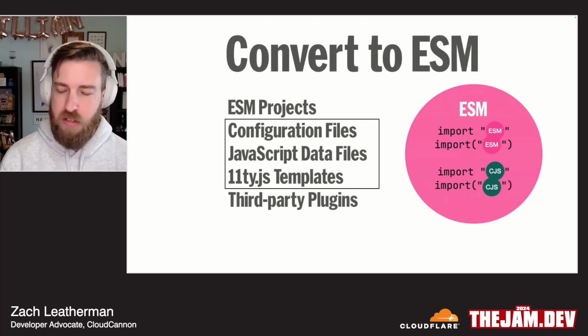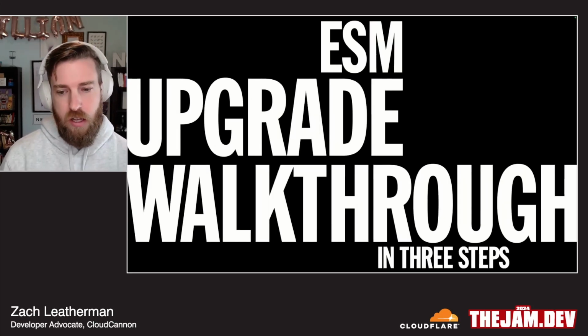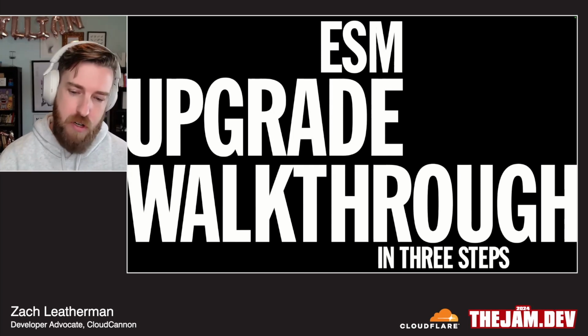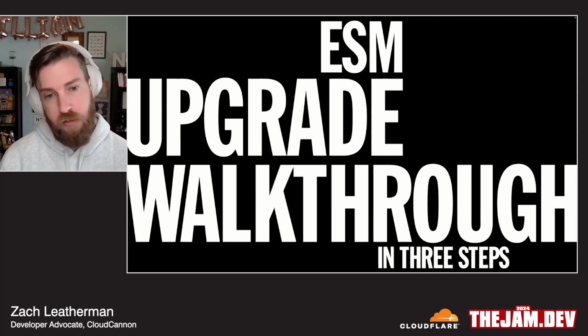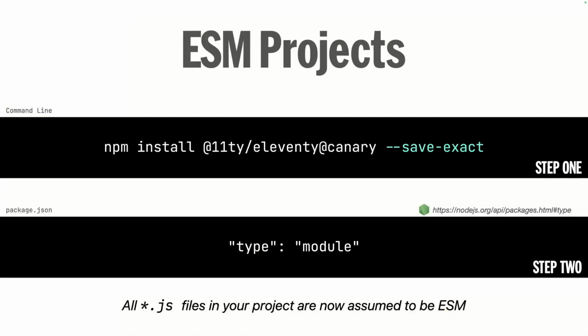So we'll kind of walk through the same 5 steps for an ESM 11ty project. And the upgrade process, we'll walk through in just 3 steps here. So again, it's the same kind of thing. You install 11ty Canary, save the exec, and then I'd recommend going into your package.json and adding type: module. And that sort of tells Node that the project that we're operating in is ESM first.